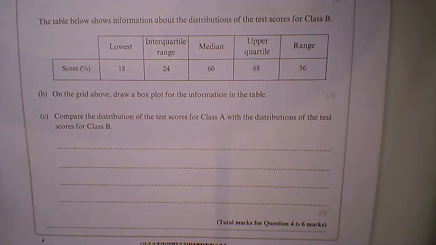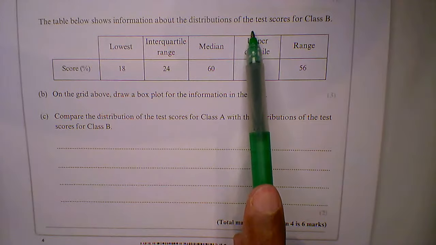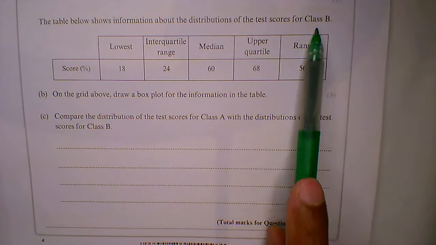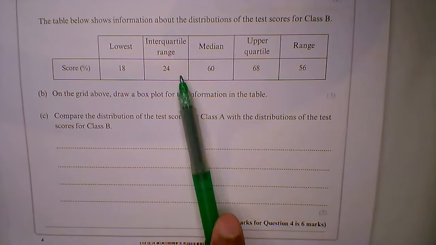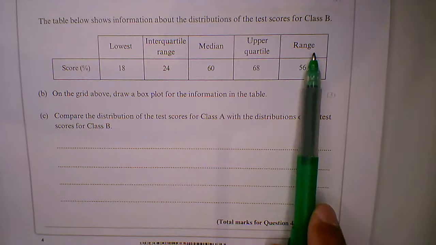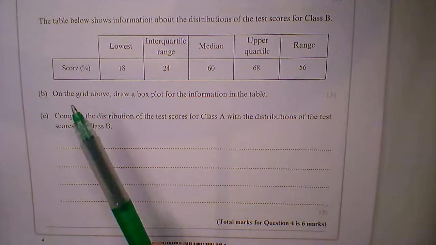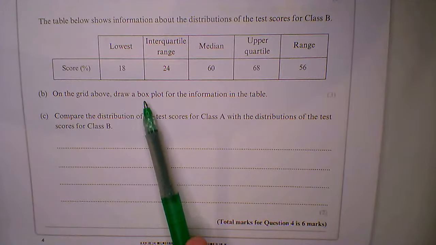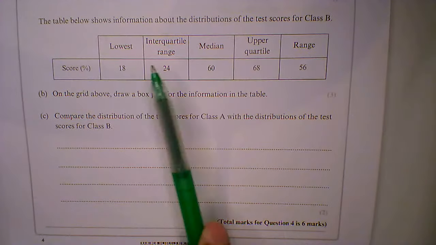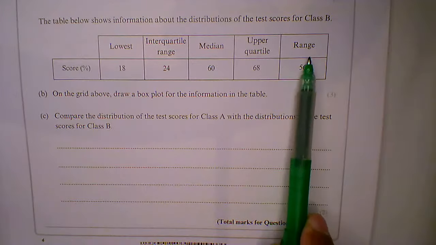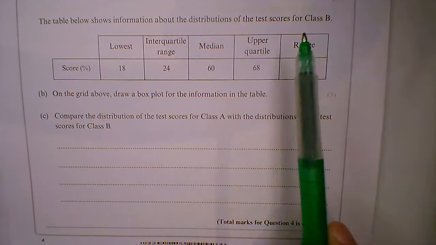Question 4, part B. The table below shows information about the distributions of the test scores for class B. So we've got the lowest score, interquartile range, median, upper quartile, and the range. So notice what we have got and what we don't have. On the grid above, draw a box plot for the information in the table. We've got our lowest, but we don't have our highest. We've got a range. So range means high take away low.